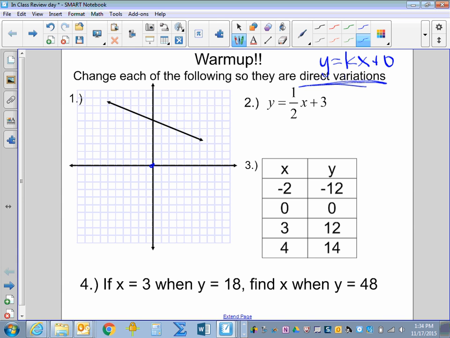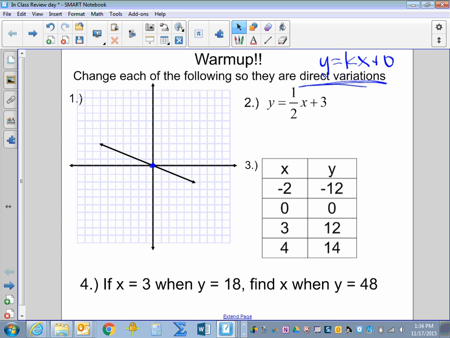Right here's where my origin is. So why is number 1 not a direct variation right now? Because it doesn't go through the origin. It must go through the origin for it to be a direct variation. So let's change it so it is a direct variation. Now it's a direct variation. So a direct variation must cross through my origin. On your graph, it must go through the origin.